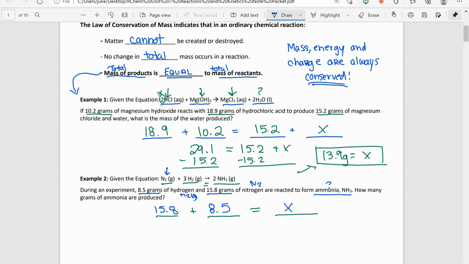So my total mass of my reactants has to be equal to the mass of my product. So when I add these two together, I'm going to get 24.3 grams, which is equal to X. So that's the mass of my missing product in this case.